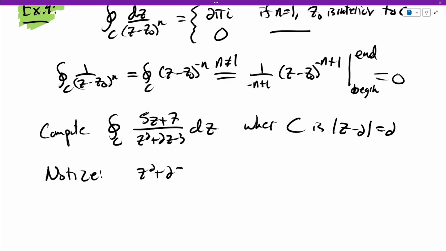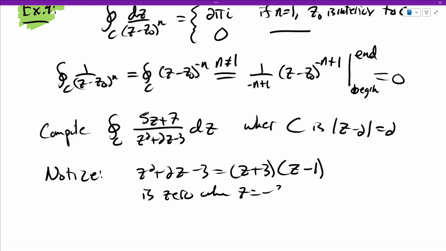that z squared plus 2z minus 3 factors as z plus 3 times z minus 1. Let me just note this is 0 when z equals negative 3 and z equals 1. Negative 3 is outside of the circle, and 1 is interior to that circle, right? Because a circle of radius 2 centered at 2 is going to go over to 0. Here's 4, here's 0, but negative 3 is all the way on the outside.